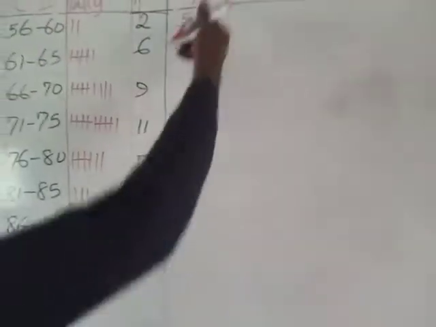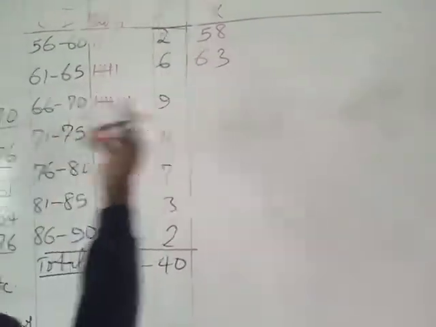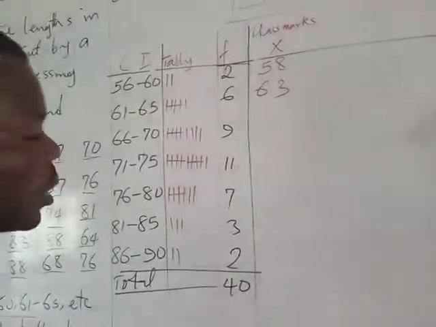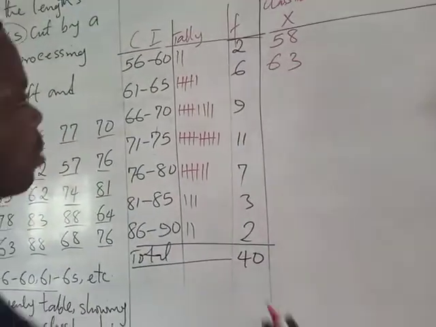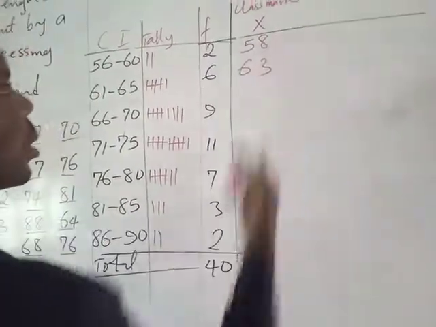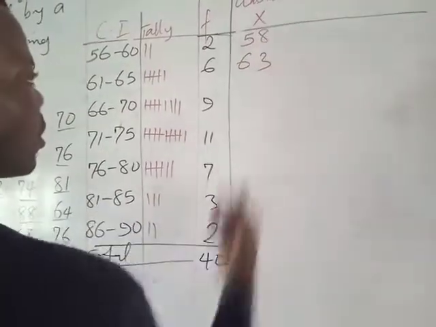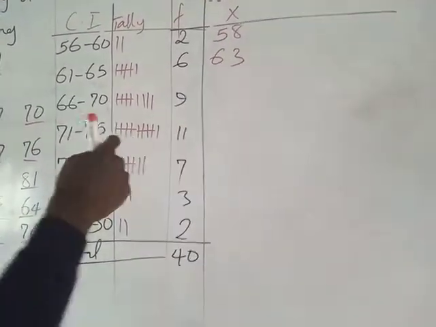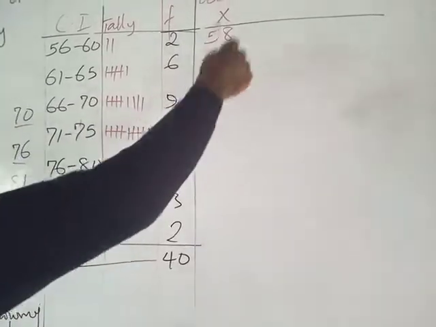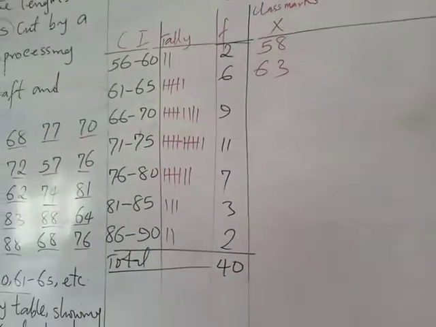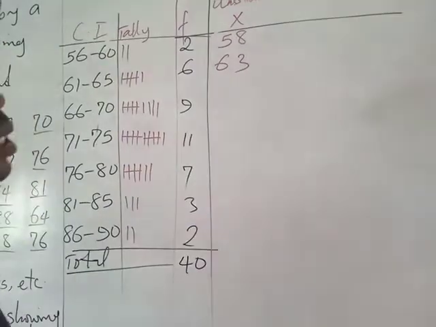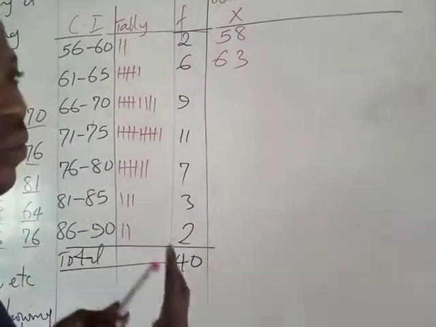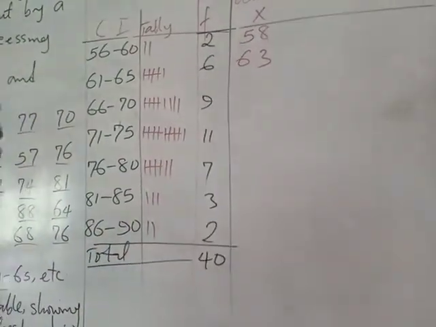So here, what do we do? Instead of adding and subtracting, especially when you have much data like that, don't waste much time. Just try to look at the difference. So you check the difference: 63 minus 58. The answer is going to be 5. So since the difference is 5, just keep adding 5 to get the next value.